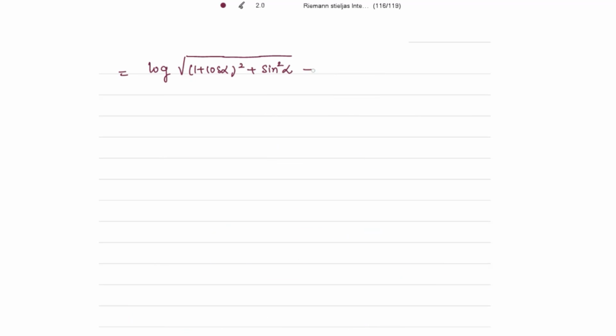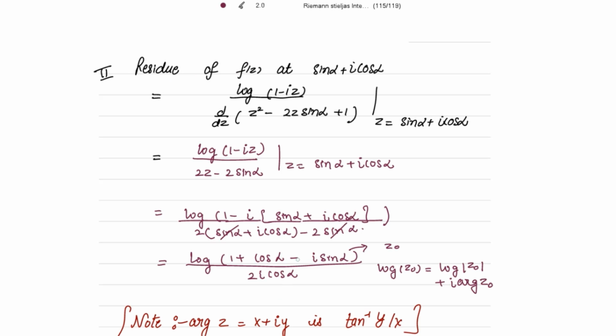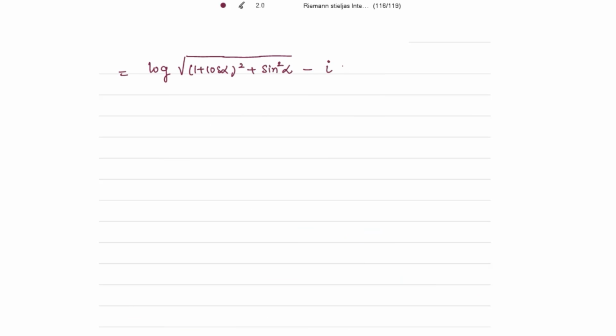And then minus iota, the argument, because here I am having negative sign, so this positive sign will be changed into negative. So this is iota tan inverse sine of alpha over 1 plus cos alpha. Very fine. This is a property, right? That negative will come outside. So 2 iota cos of alpha.